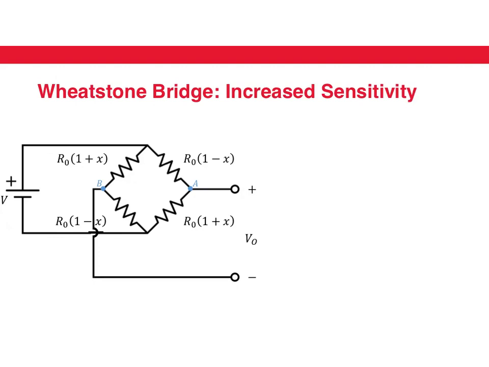Instead of using 2 strain gauges, we can use 4 strain gauges, so that all the resistances in the Wheatstone bridge are actually strain gauges. And that increases the sensitivity of your measurement. It would be an interesting exercise for you to see what happens if each of these resistances has a temperature dependence, 1 plus Y, as well. Does the temperature dependence cancel or not?